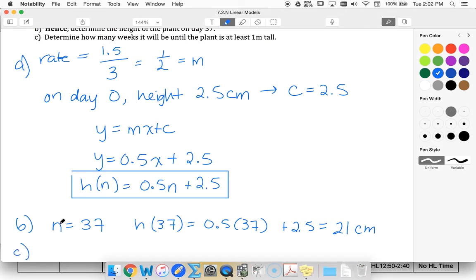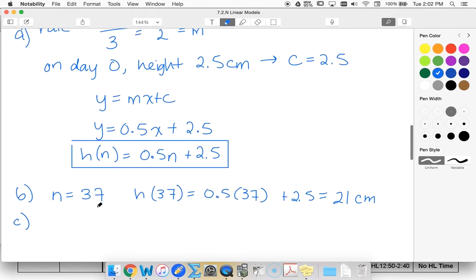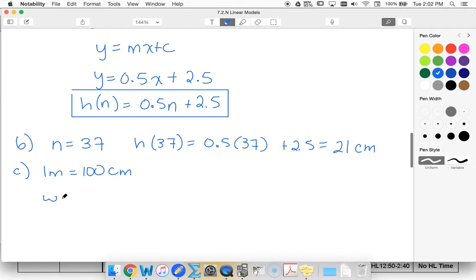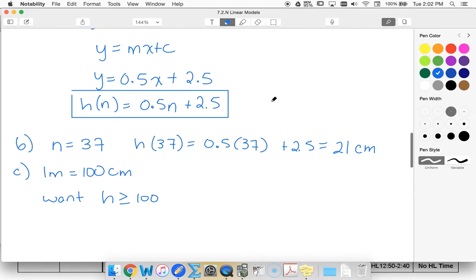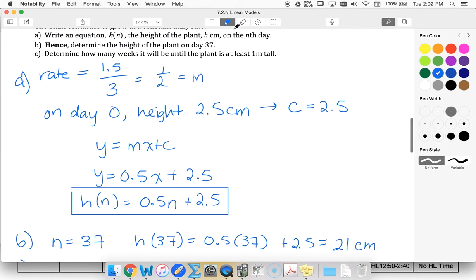All right, last one. How many weeks until the plant is at least 1 meter tall? Well, 1 meter is 100 centimeters. So I want my height to be greater than or equal to 100 centimeters. So for my height, I have to use the whole equation. I want to know also what day. So there's my hint there that it asks, how many weeks? So we've got to make sure to change it into weeks. That's still a time measurement, and my time is being measured by n in days.